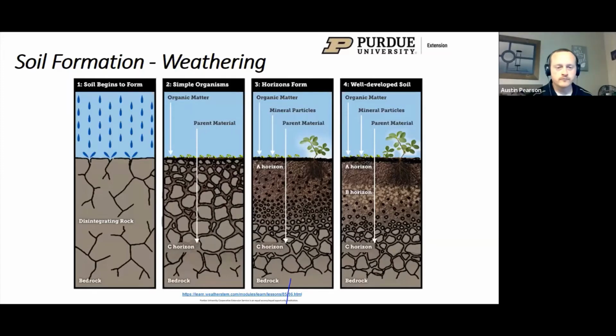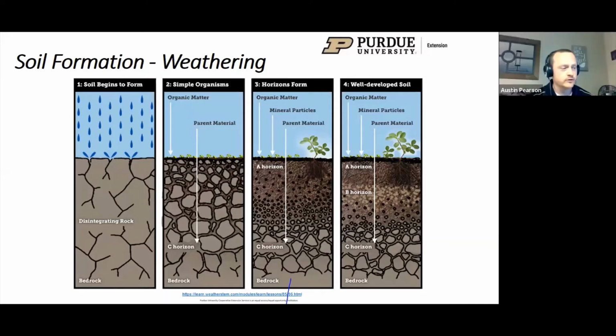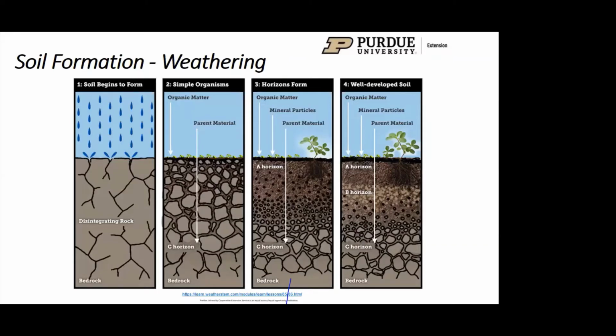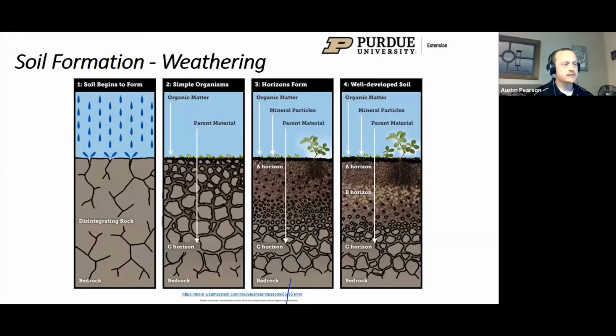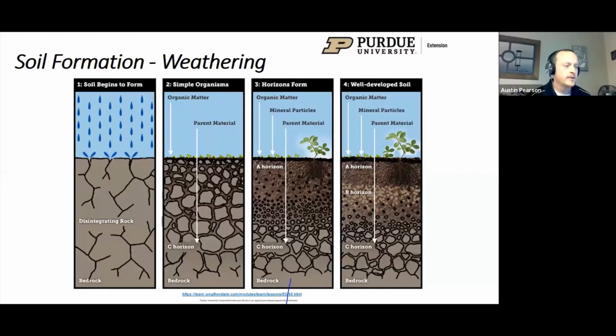In the left side of the graph there, you'll see that soils begin to form. You'll see rainfall hitting the surface and then start to penetrate, percolating into the soil. Then step 2, organisms start to develop. You get plant material, those die, and the organisms start to decompose that plant material. And so the organic matter really starts to increase from that.